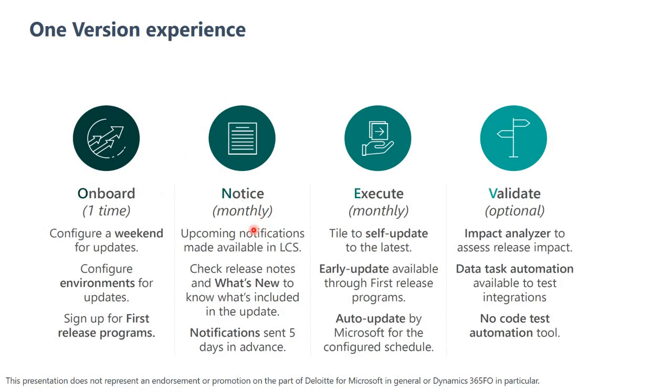The notice comes monthly, so upcoming notifications will be available in Lifecycle Services. We need to check the release notes in order to understand what new features or bug fixes are coming. Execute. We have the self-update until production. In production, we have to raise a service request on any cases handled by Microsoft. So we can handle everything until production.